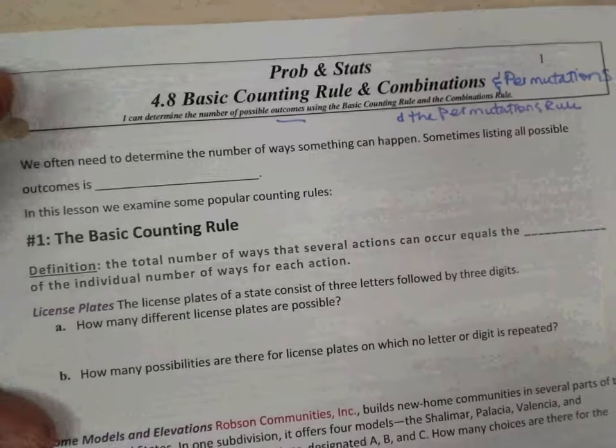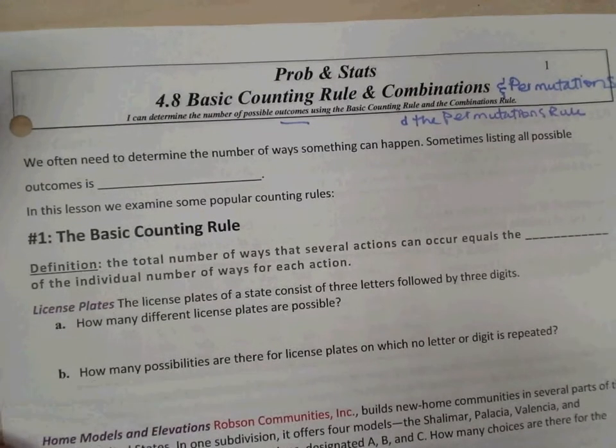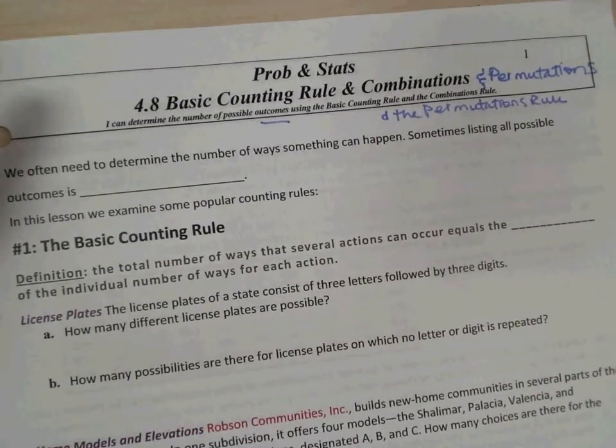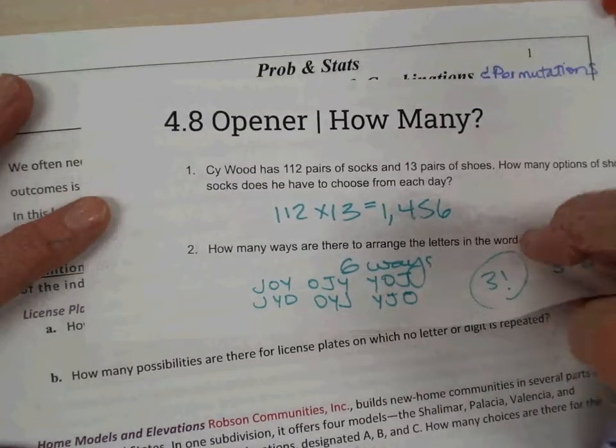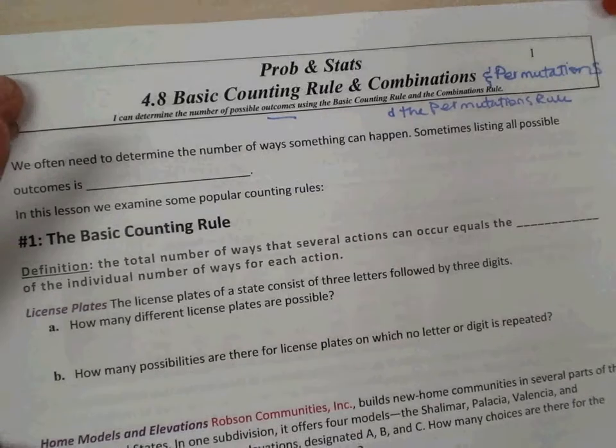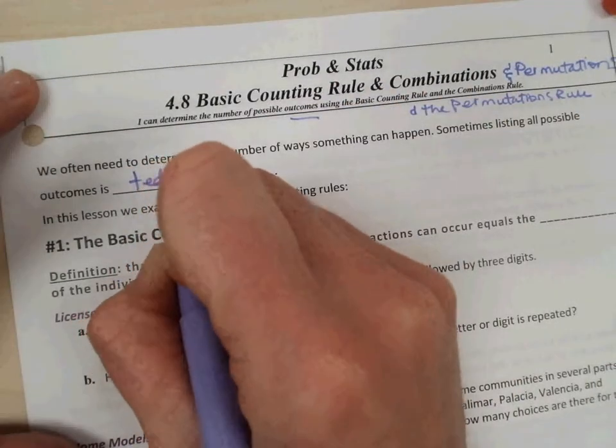So we often need to determine the number of ways something can happen, and sometimes listing out all the possible outcomes, like we did in the opener with the word joy, is tedious. That's your first blank.